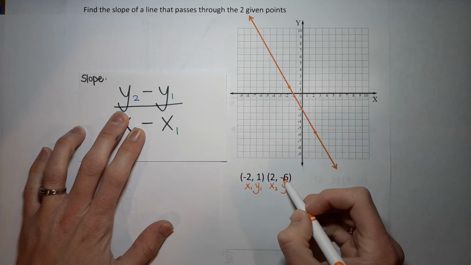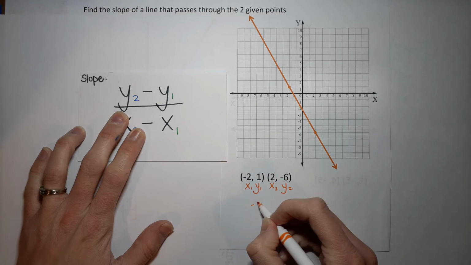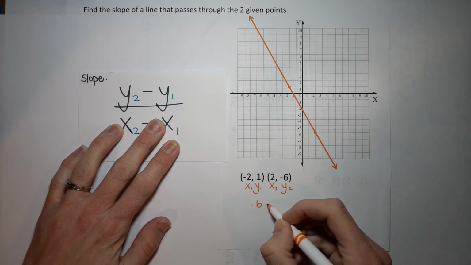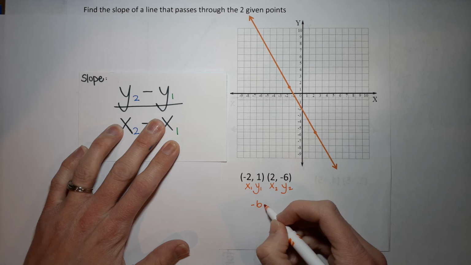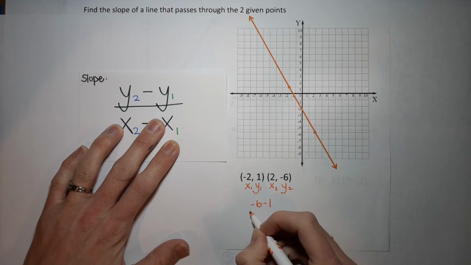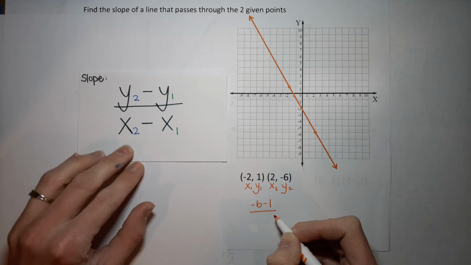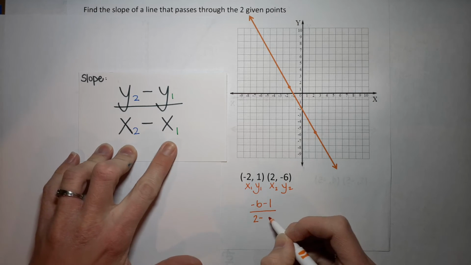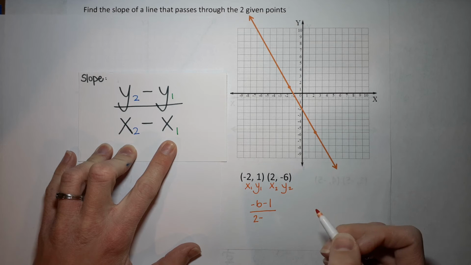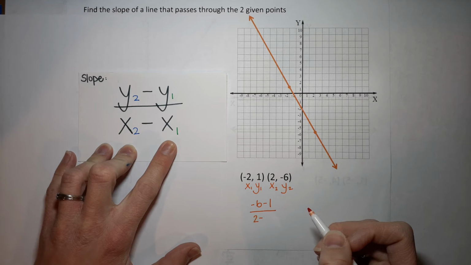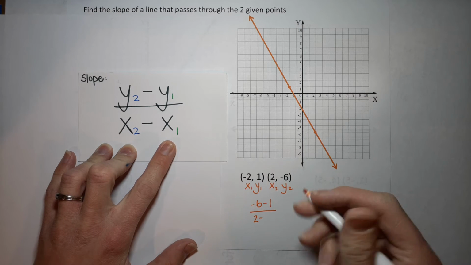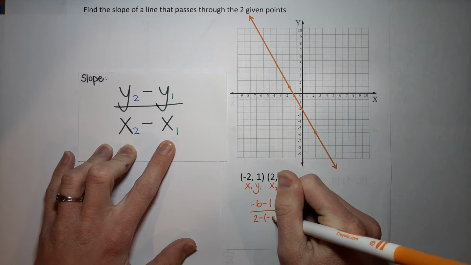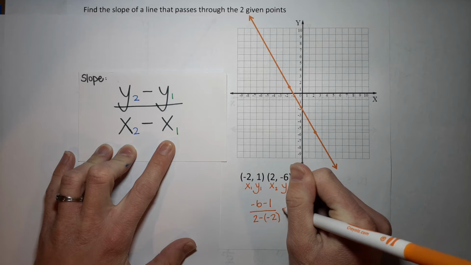Y2 is a -6. Don't forget to keep that negative with it. Minus Y1, which is 1. We're putting that over X2, which is 2, minus X1, which is -2. Can I have 2 negatives in a row? Is that allowed? It is. It's a good idea to put little parentheses just to help you remember.